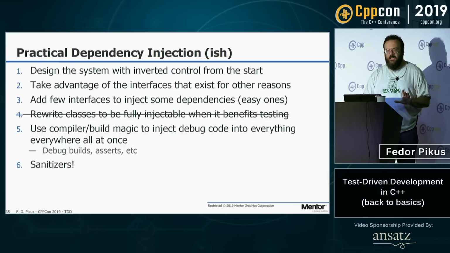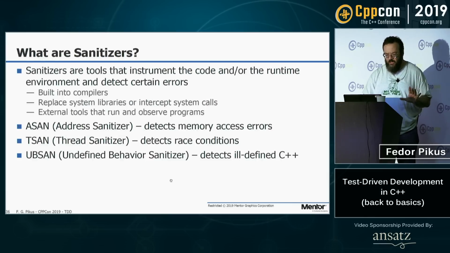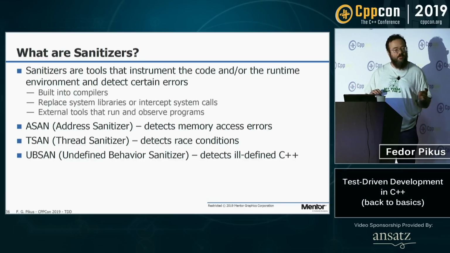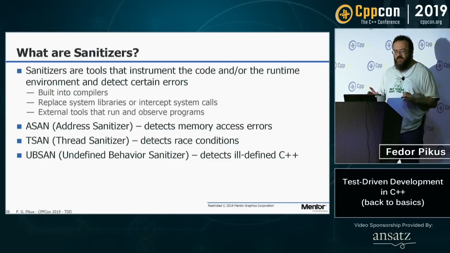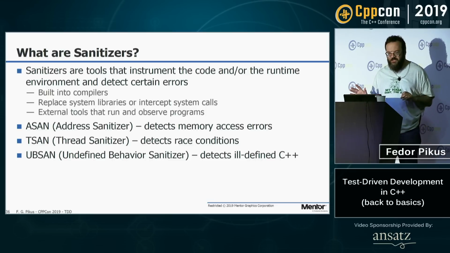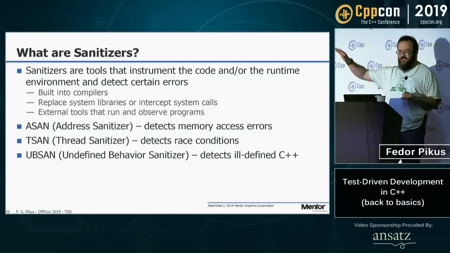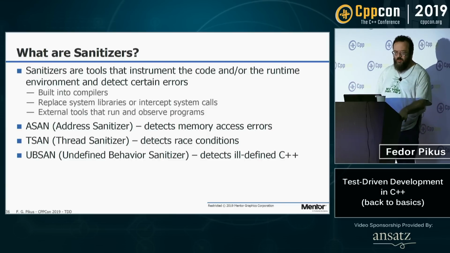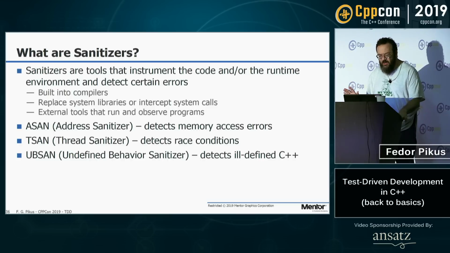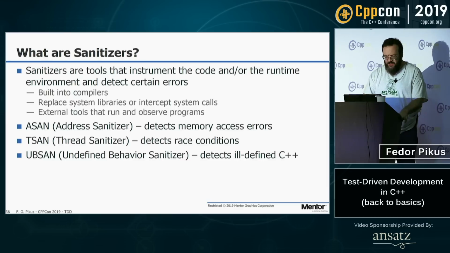Combining testing and sanitizers is a very powerful combination. What are the sanitizers? These are tools that somehow instrument the code or the runtime or both and detect certain errors. They could be things built into the compiler, they could replace system libraries, they could be tools that basically monitor your program and intercept hardware instructions. There are different types. These are the three most common ones built into the compiler: address sanitizer, thread sanitizer, undefined behavior sanitizer. These are all built into Clang and GCC.